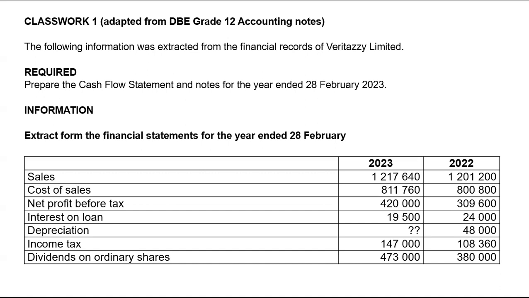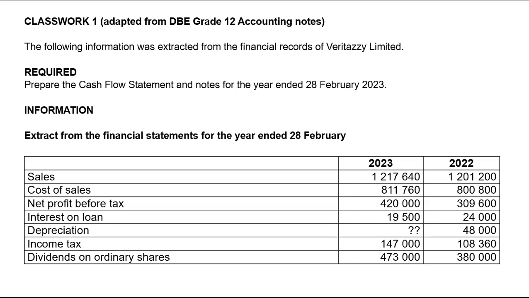All right. Now for the 2023 financial year, interim and final dividends amounted to 473, and for 2022 they amounted to 380. You will also notice that we were not given depreciation for the current year, so we might need to calculate that.